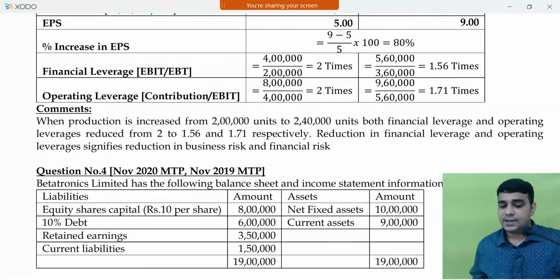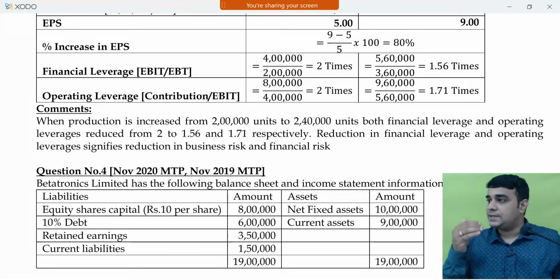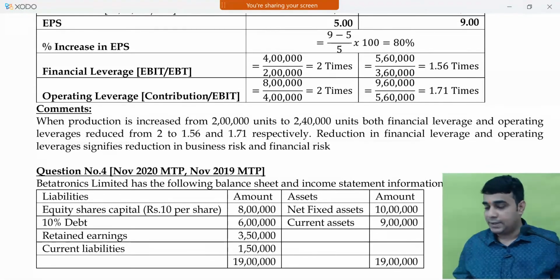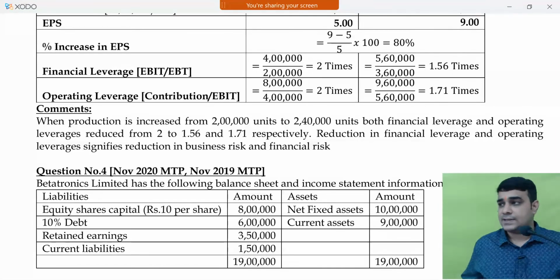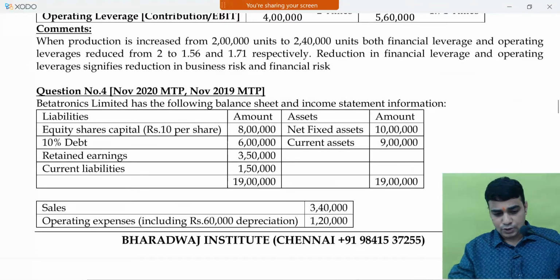When production increases, both have come down, which signifies a reduction in the risk for the company. There's a reduction in business risk as well as financial risk. Business risk is measured through operating leverage. Financial risk is measured through financial leverage. Go through question 4.